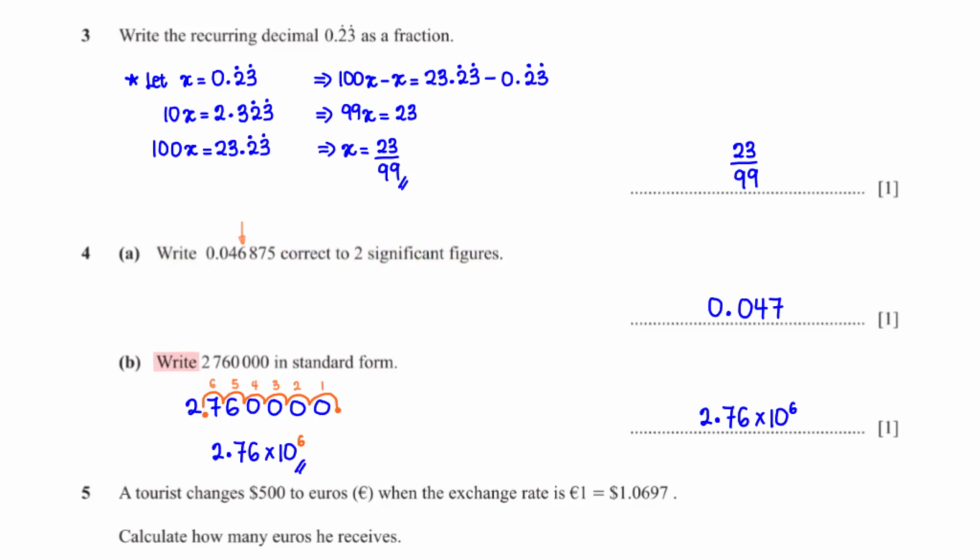Write 2,760,000 in standard form. To write this number in standard form, we move the decimal point at the end of the number to a position after the first non-zero digit, which is 2. So we have 2.76. Since we moved the decimal point 6 units to the left, we multiply 2.76 by 10 raised to the power 6.